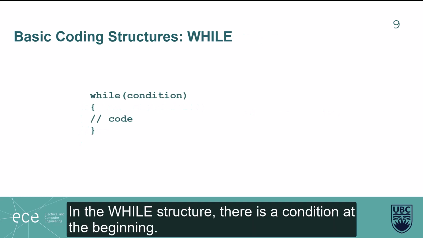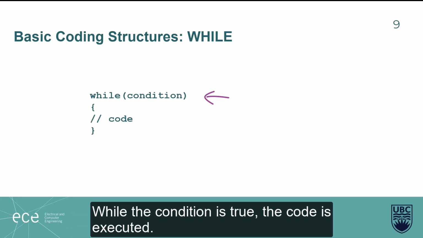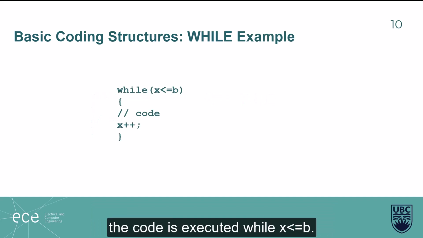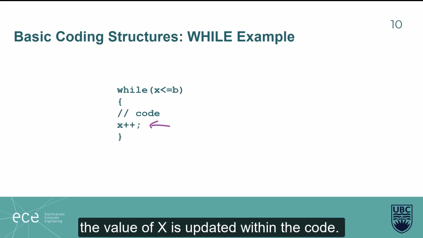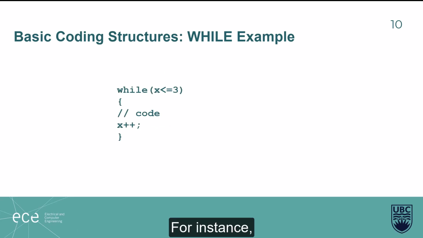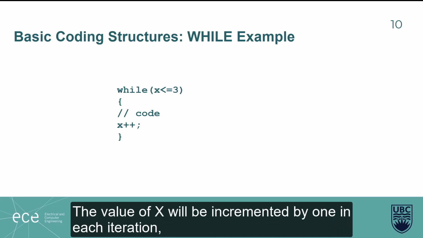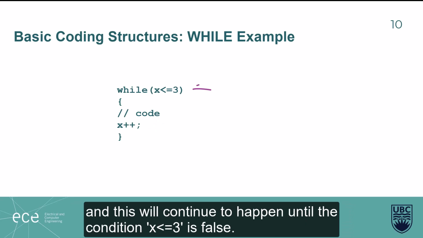In the while structure, there is a condition at the beginning. While the condition is true, the code is executed. In this case, the code is executed while x is less or equal to b. In contrast with the for structure, the value of x is updated within the code. For instance, while x is less than or equal to 3 is true, the code will be executed line by line. The value of x will be incremented by 1 in each iteration, and this will continue to happen until the condition x is less than or equal to 3 is false.